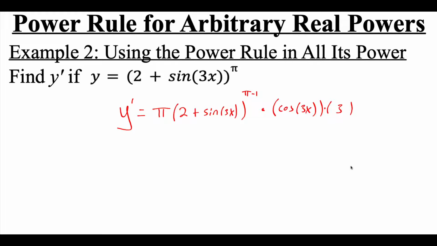Now we can rearrange this just a little bit. I'm going to take this 3 constant that's just floating on the end right now, and I'm going to bump it up front by the pi. So I'm going to call it 3 pi times 2 plus the sine of 3x being raised to the pi minus 1 power, all being multiplied by the cosine of 3x.